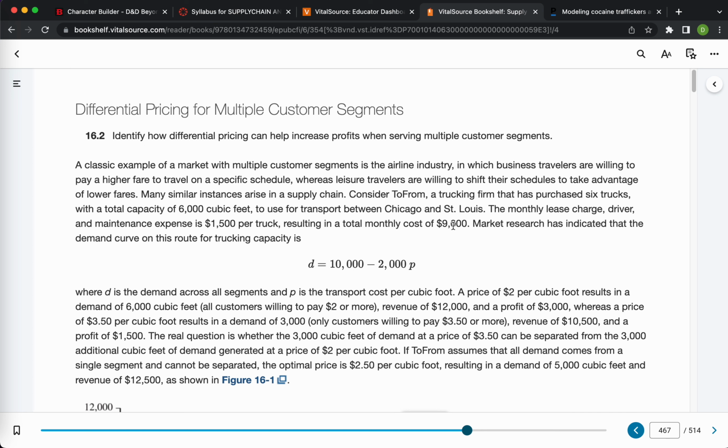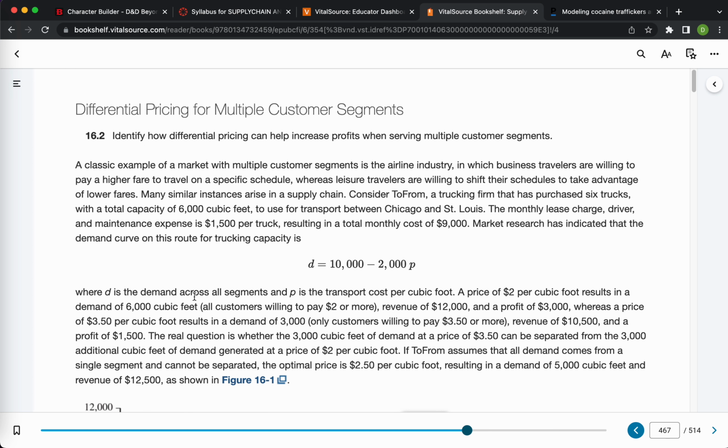Market research has indicated that the demand curve for this route and for the trucking capacity is 10,000 minus 2,000 P. What does this mean? This means that P is the transport price per cubic foot. So if you set the price at $2 per cubic foot, then your demand is going to be 10,000 minus 2,000 times 2, which is 4,000. So demand will be 6,000 cubic feet. And the total revenue will be 12,000, because it's $2 per cubic foot, so 6,000 times 2.